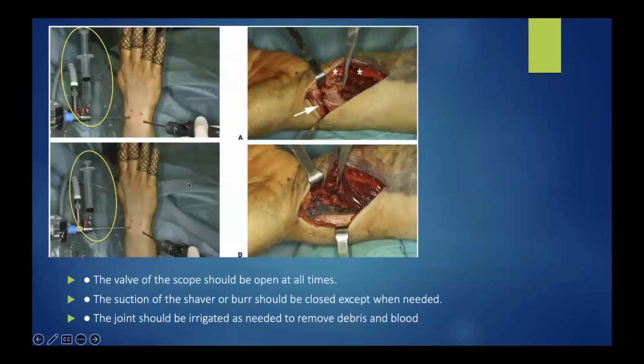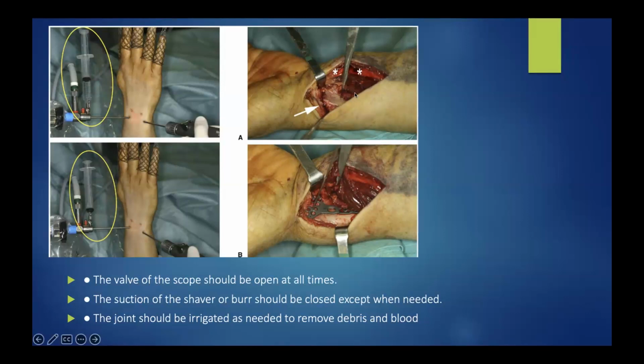So this is where he used an irrigation tool to increase visualization and to reduce the splashes that can occur during the debridement or during the working portal. And during irrigation, the suction can be on, and otherwise suction need not be on. The valve of the scope should always be open at all times, and the suction and shaver burr should be closed except when needed. And the joint should be irrigated as needed to remove debris and blood.